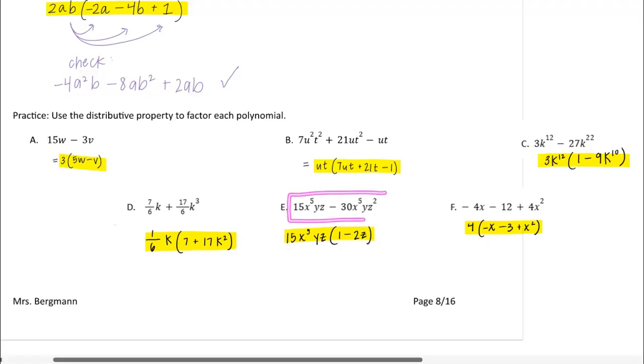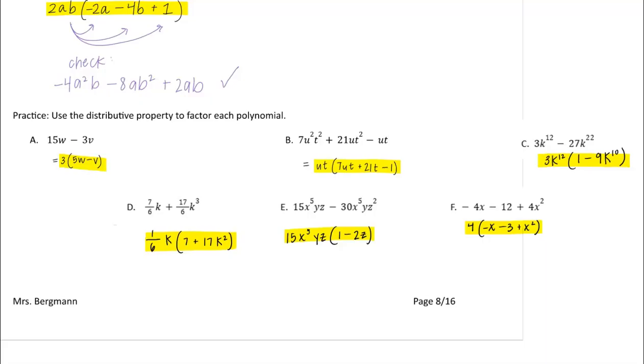Problem E, these two terms have a common factor of 15x to the 5th yz. And for problem F, we have 3 terms, but all they have in common is a 4. Hopefully you got some or all of those practice problems.